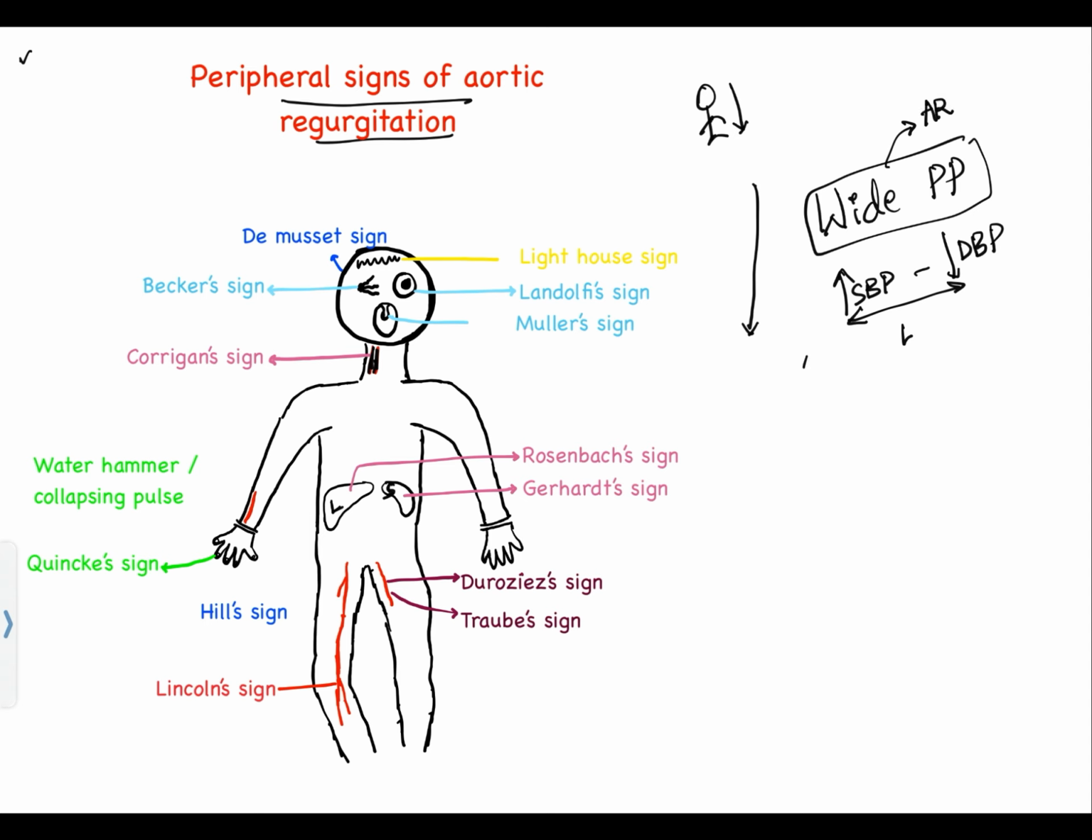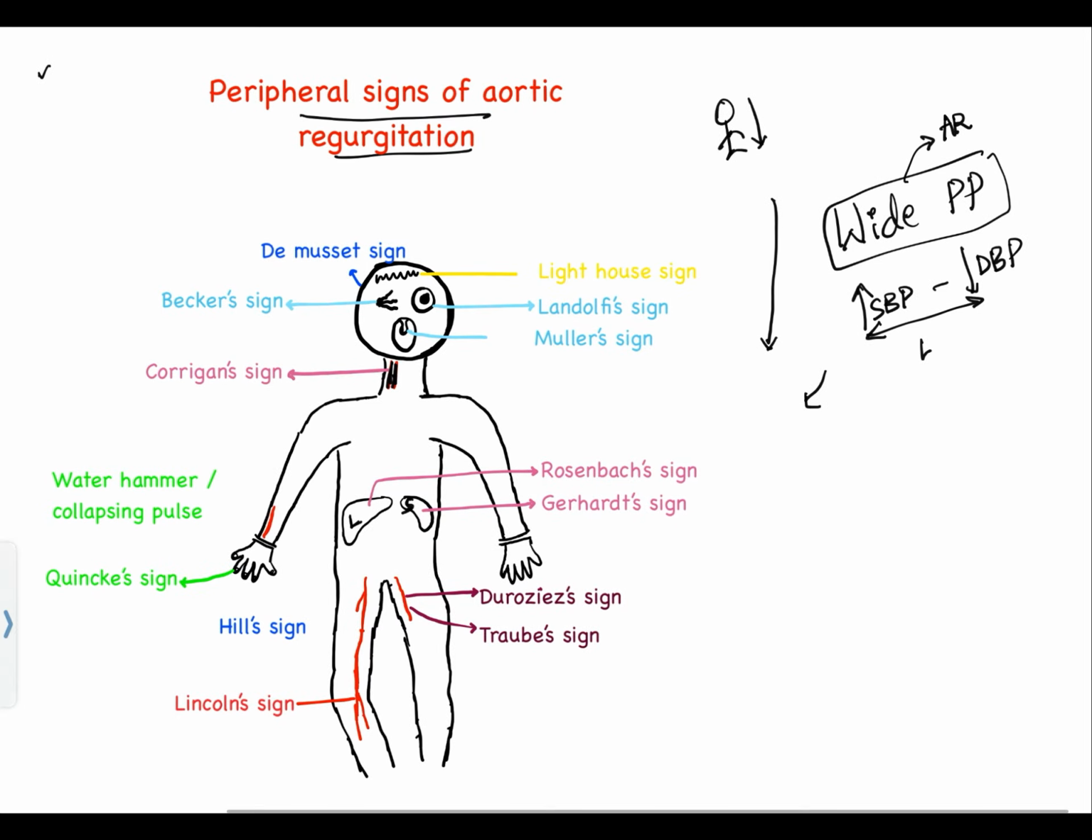Just try to remember all these names, because in final year MBBS case presentation, these names are very, very important, right? Now let us start from the head. De Musset's sign is nothing but rhythmic nodding of the head with each heartbeat.